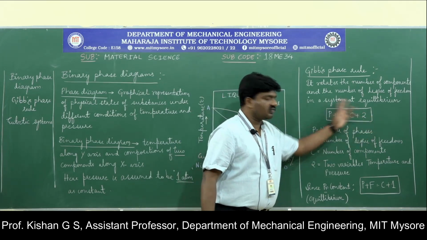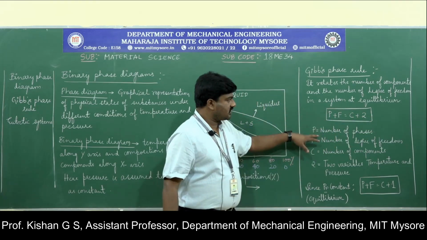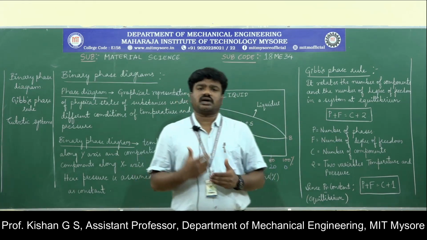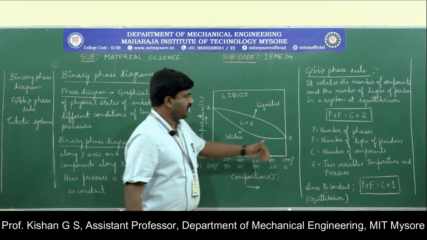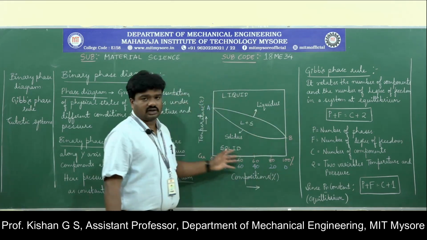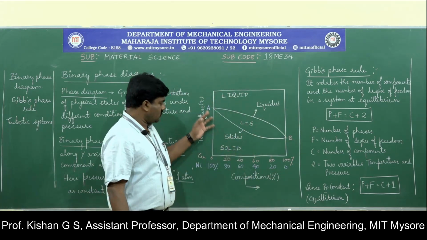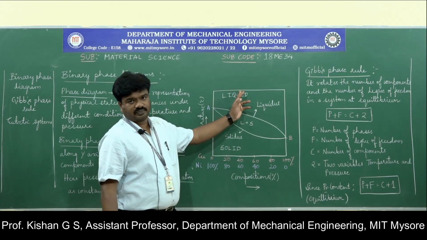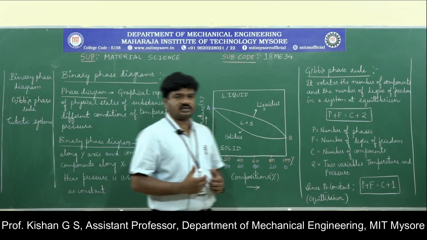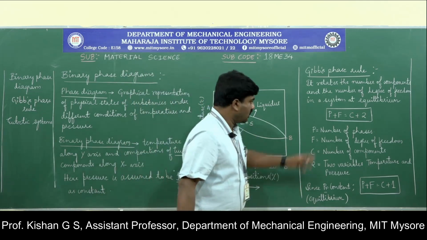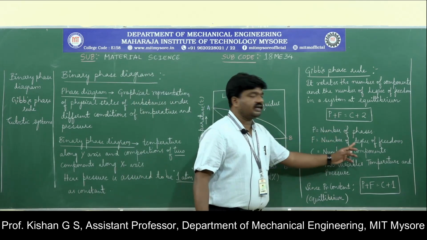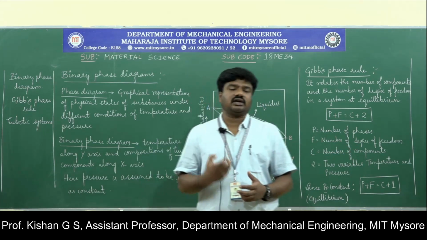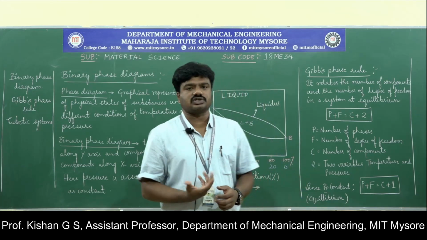What do these values represent? P represents the number of phases in which the components are being considered. Here, if you take this particular phase itself, the nickel is available both in solid and liquid state. So, that is where the number of phases is going to be taken into account. Next comes F. F is the degrees of freedom. So, to what extent does the material get converted from one state to another state.